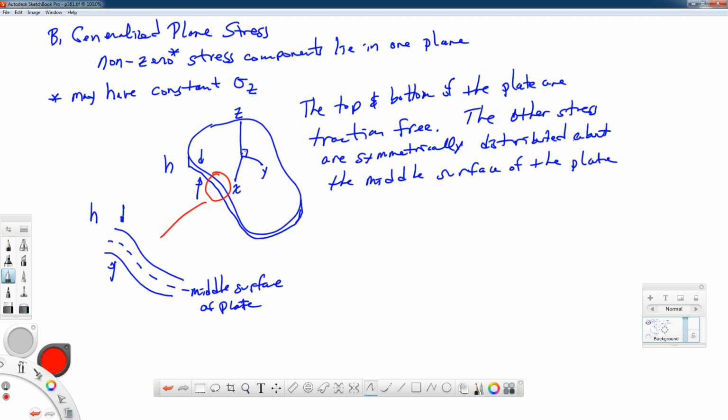So that little circled region is kind of that region blown up. Now, due to this symmetry about the middle surface of the plate, or this assumed symmetry that we're going to have, the plate quantities can be expressed in terms of middle surface quantities. So the mid-surface can represent a reference for all of our deformations and all of our stresses and all the things that go on in that plate.